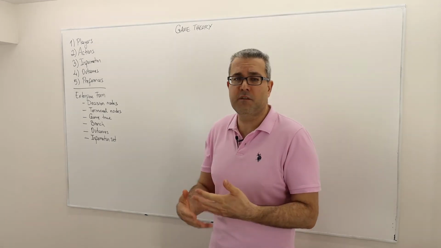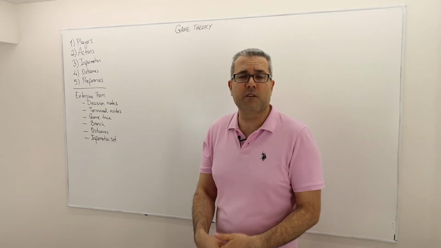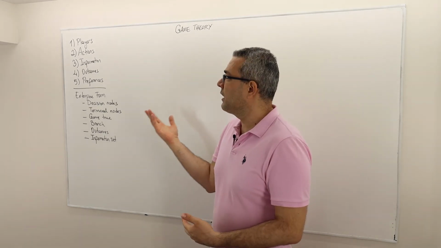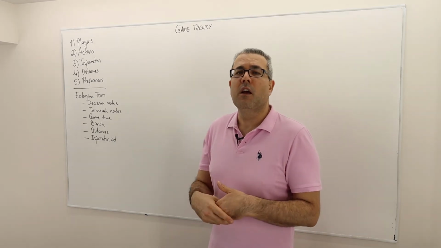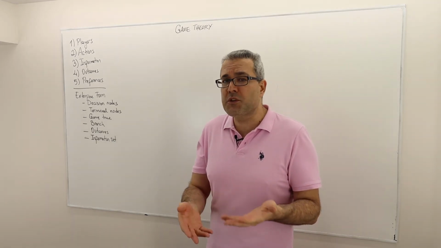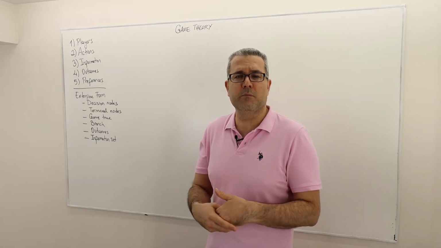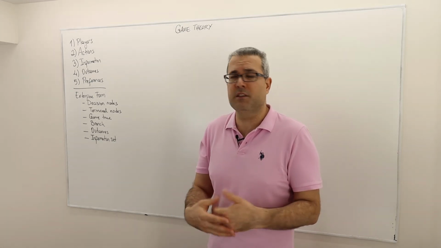And then the fifth and the final one is the preferences. So how do the players prefer or rank the outcomes? Which outcome is favorite for which player? So we need to know this information to be able to analyze it formally.